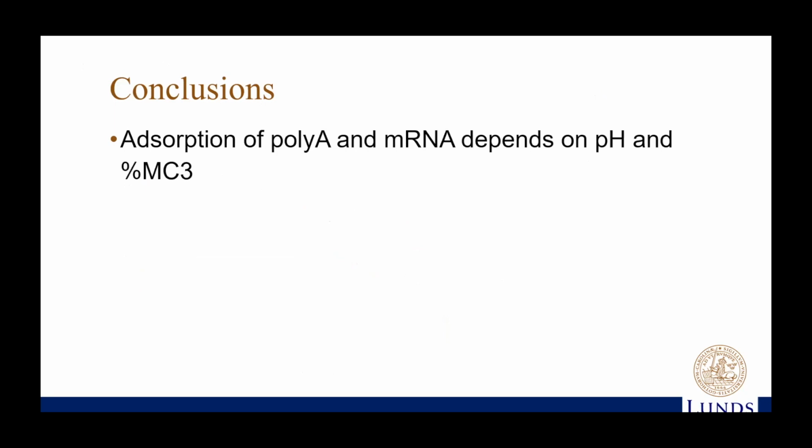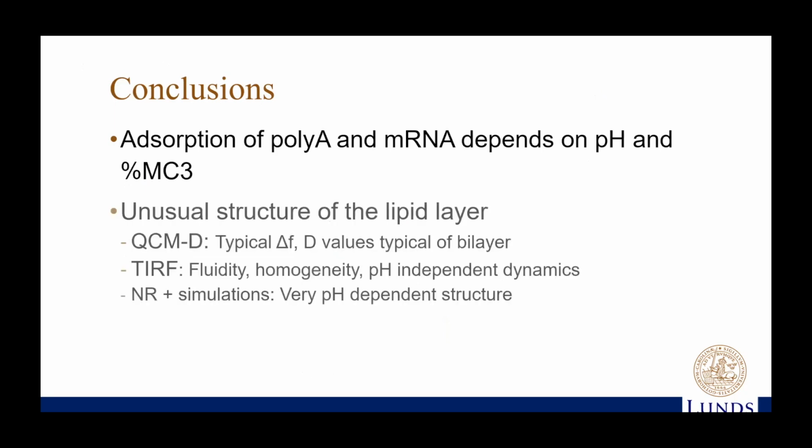So then, just to quickly conclude, the adsorption of poly A and mRNA both depends on the pH of the system and the proportion of MC3 in the layer, although to different extents. We have a rather unusual structure of the layer, although the QCMD and some of the TIRF results indicate a bilayer-like structure. From the neutron reflectometry and simulations, we see much more variety and a difference depending on pH.